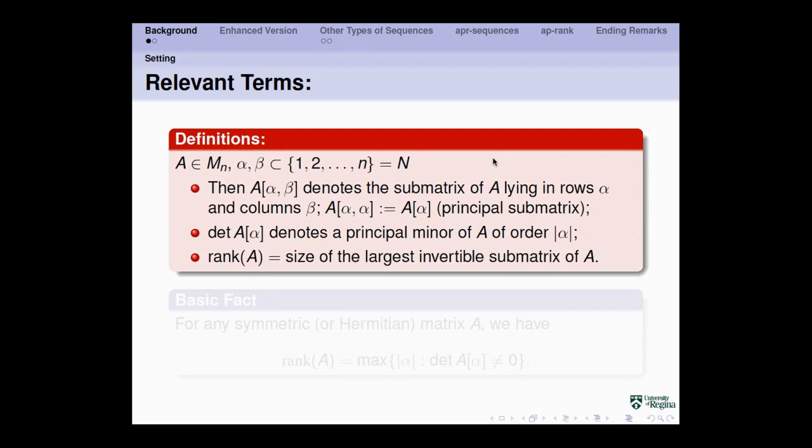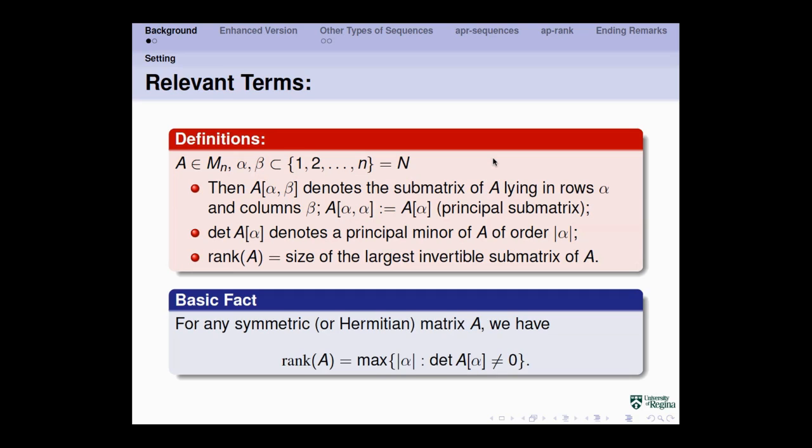In this case I've designated a principal minor. Of course, everyone understands that the rank is an important quantity associated with a matrix, and here I'll just refer to it as the size of the largest invertible submatrix, since I'm speaking about submatrices in this lecture. Of course, rank is defined in many ways, and this is just one way to define it.